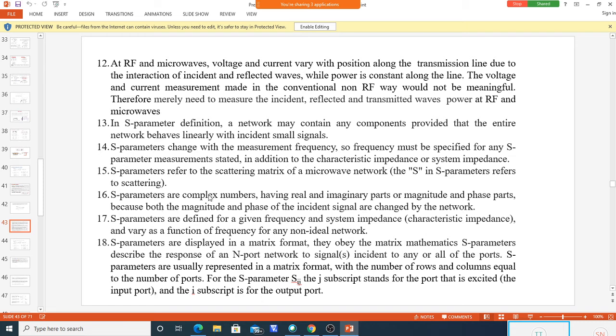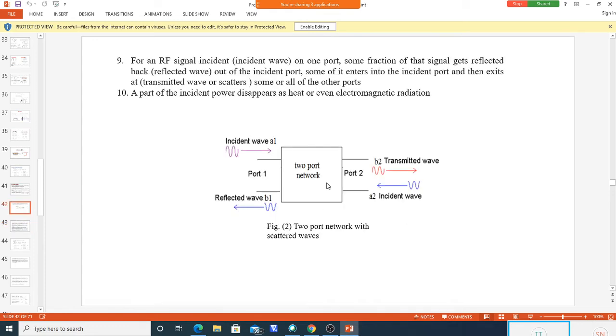S parameters are complex numbers having real and imaginary parts, or magnitude and phase, because both the magnitude and phase of the incident signal are changed by the network. Here the incident wave has a magnitude and phase. While reflecting, the amplitude and phase of the signal will change. It may not be the same as it was at incidence.